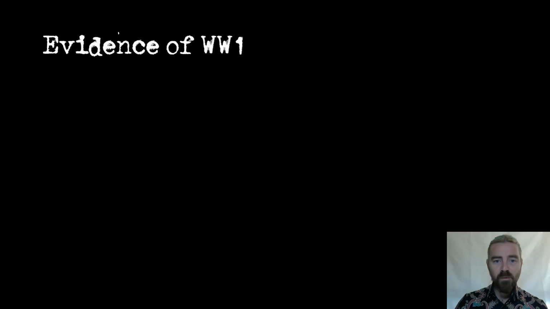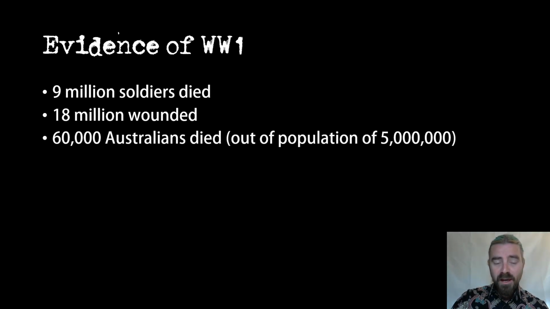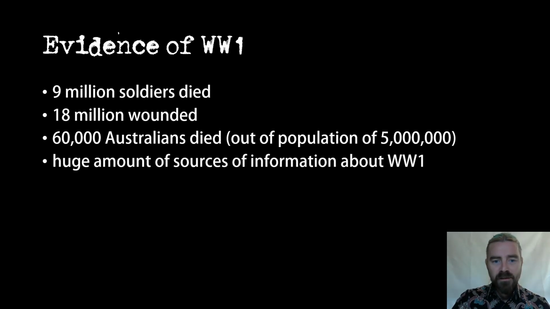Right, what evidence is there of World War One? 9 million soldiers died. That's some evidence right there. There were 18 million people wounded in total, and 60,000 Australians died out of a population of about 5 million. Now, these numbers are all approximate, which always freaks me out. How can they say, often you'll hear, oh yeah, 9.5 million soldiers. I always find that quite strange that they couldn't tell where the other 500,000 soldiers went. Anyway, there's huge amounts of sources of information about World War One.